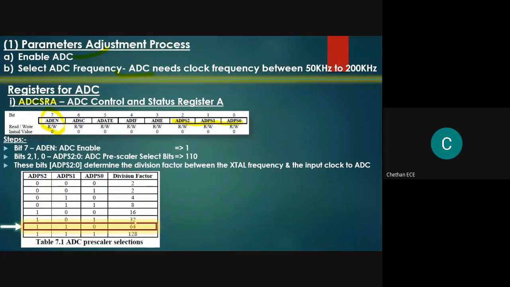I'm dividing it by a factor of 64 by setting the prescaler value as 110. If I send 110 to this bit position, I can divide the core clock frequency of 7.3 megahertz by a factor of 64. Roughly, you will get around 115 kilohertz to operate your ADC.